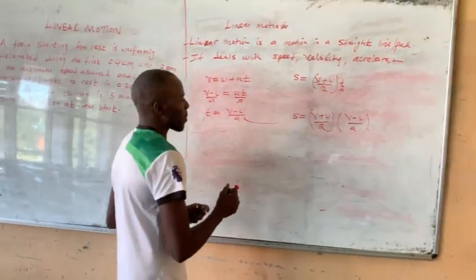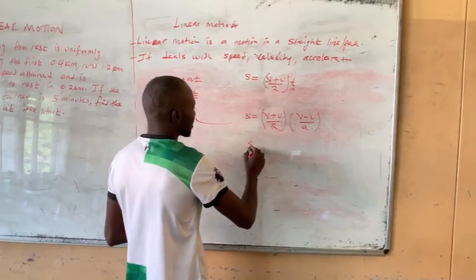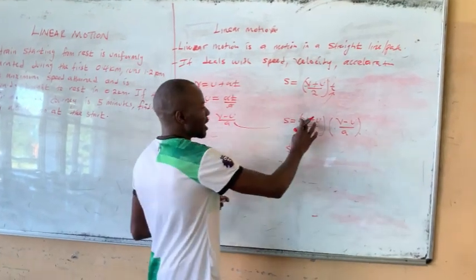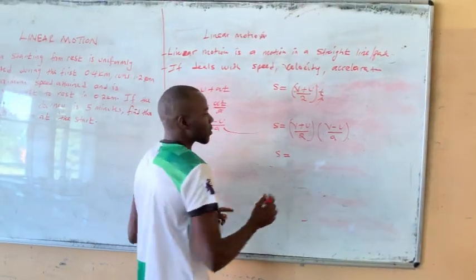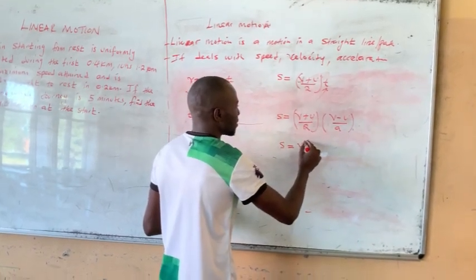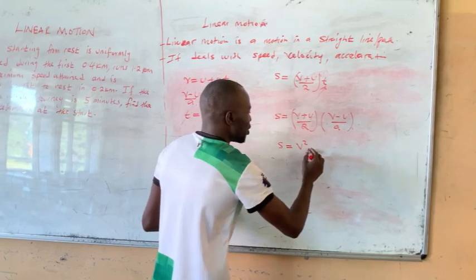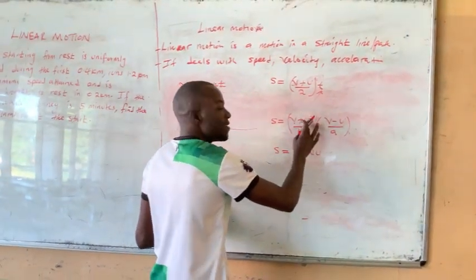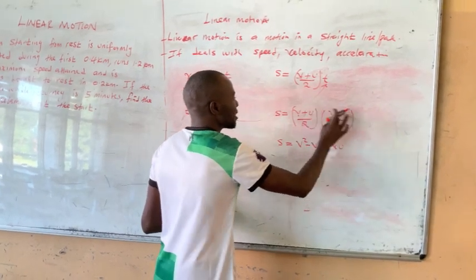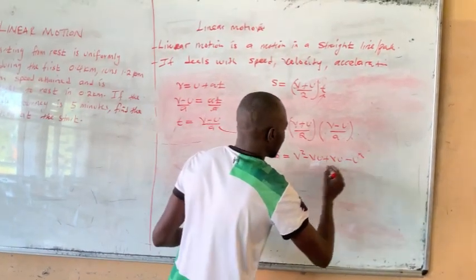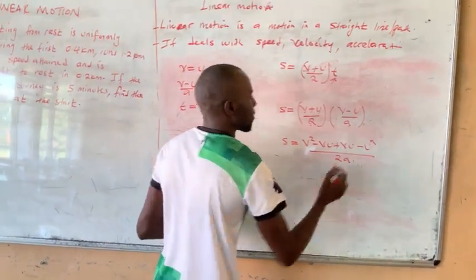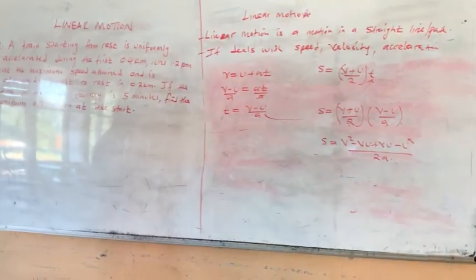Okay, so s is equal to, we can now multiply that. V times v, you get v squared. V times minus u, you get minus vu. U times v, you get plus vu. Then u times minus u, you get minus u squared. Everything divided by 2 times a, you get 2a. Okay?